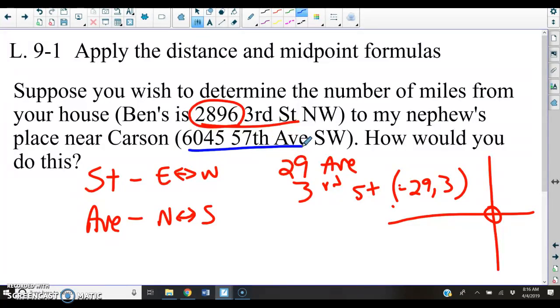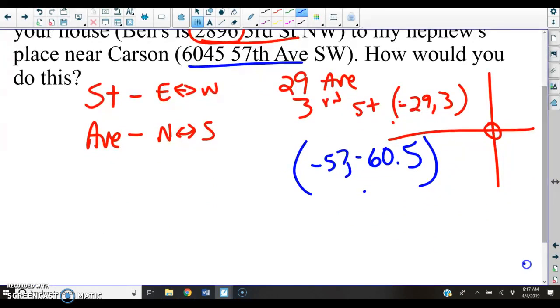All right, for my nephew. Okay, so that would be 57th Avenue South. So he's over here somewhere. So -57. And then 6045 is about 60.5 miles south. So now we've got the ordered pairs just from the address. Now that we have the ordered pairs, we could find the distance between those two residences.